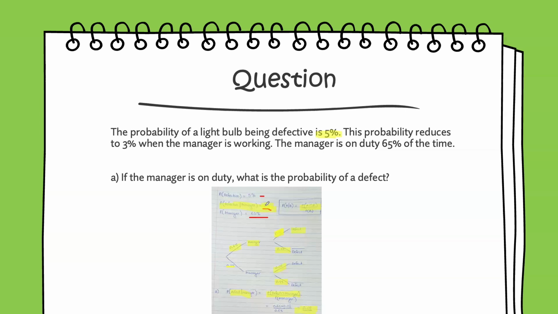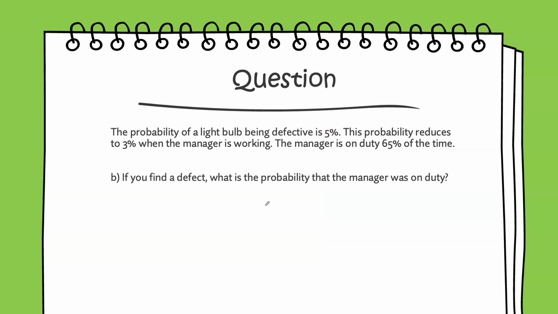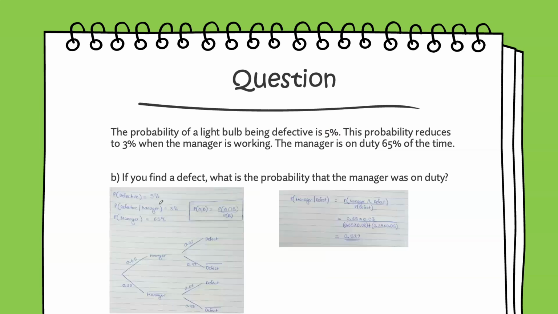Now, the second part of the question is sort of the other way around. It's saying, if you find a defect, what is the probability that the manager was on duty? So again, we put the same information here, and we've got the tree diagram here as well. We'll just switch it around. So what is the probability that the manager was there given that there is a defect?